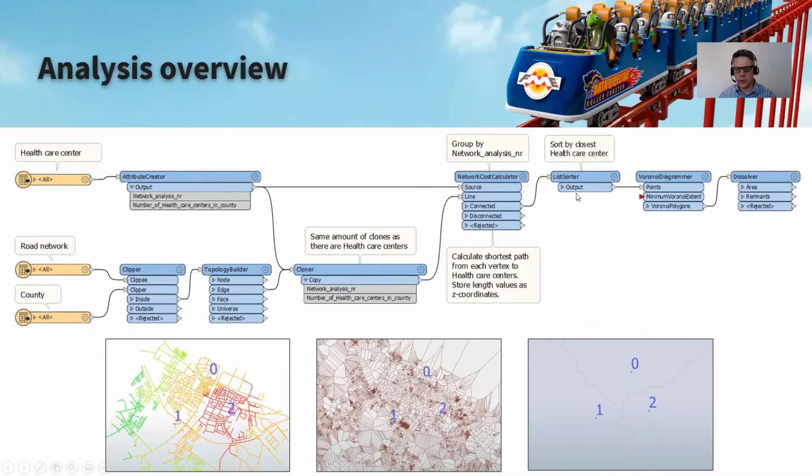And then afterwards, I could sort the coordinate values to find the shortest distance, and then find the corresponding healthcare center with the shortest distance. And then I used the VoronoiDiagrammer to create a polygon around each point. And then I dissolved the interior boundaries for areas with the same value. So that's just a summary of the analysis I made.